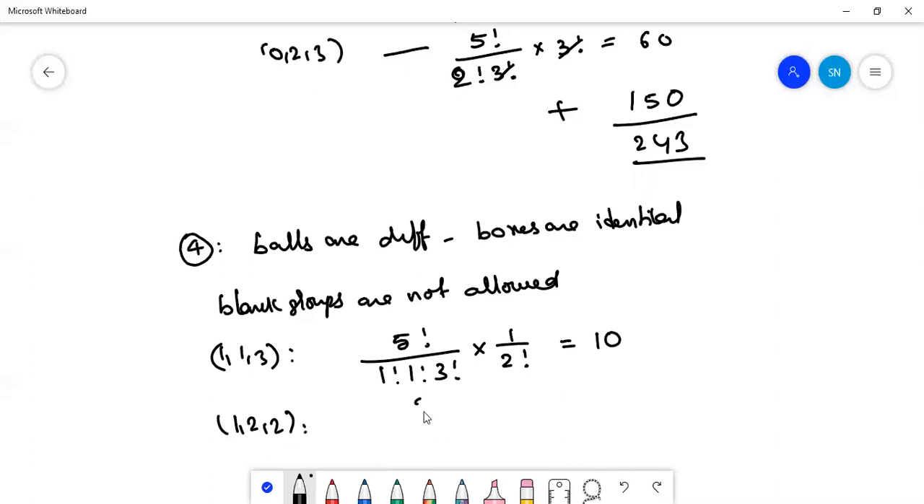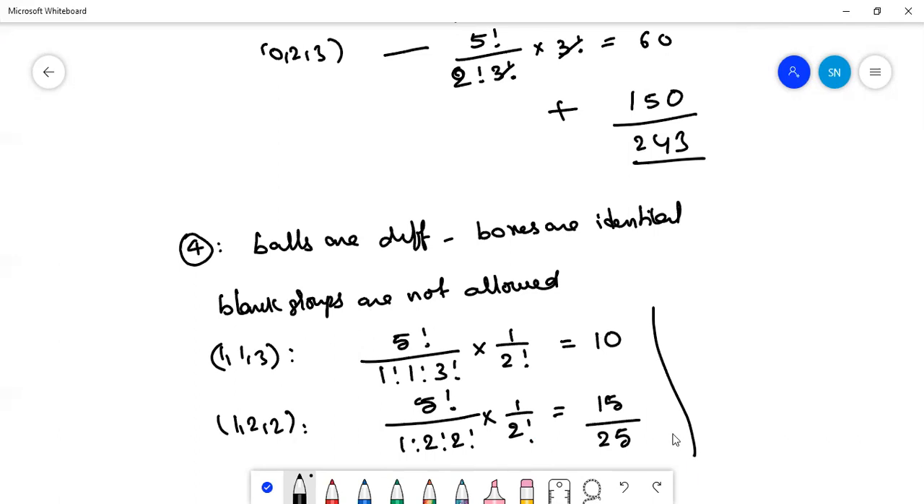Coming to the next case, 1, 2, 2. 1, 2, 2 again is just grouping only: 1 factorial, 2 factorial, 2 factorial, and 1 over 2 factorial. Again, it comes as 15. This is 25. That's 25, right? Yes, blank groups are not allowed.